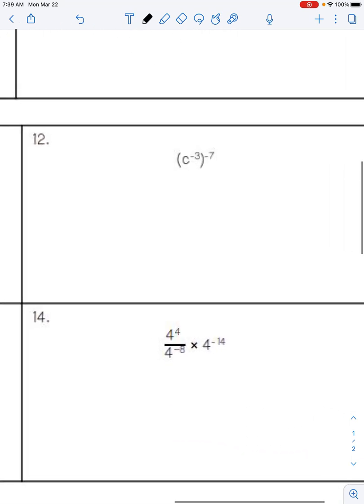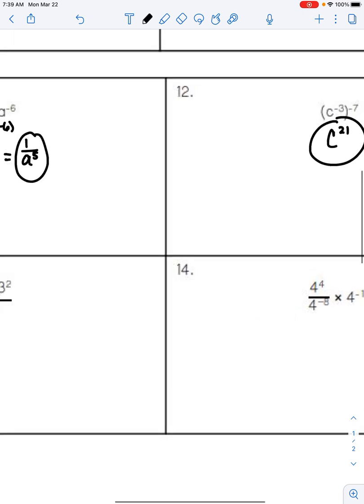Number 12, I see the power rule. The power rule says keep the base, multiply the exponents. So negative 3 times negative 7 is positive 21. So I have a positive exponent, so that's my final answer.